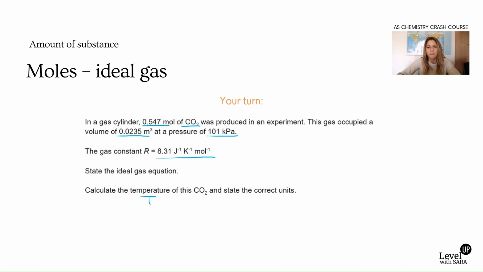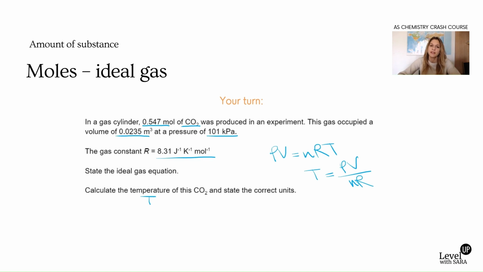Correct units. Okay. First, PV is equal to nRT. We need to calculate the temperature, so we need to do the correct rearrangement. Of course, it is PV divided by nR. If you have any issue with the rearrangement, tell me and I will help you. Write a comment or text me, because that's a really important one. But for now, I will assume that you know how to do the rearrangement.